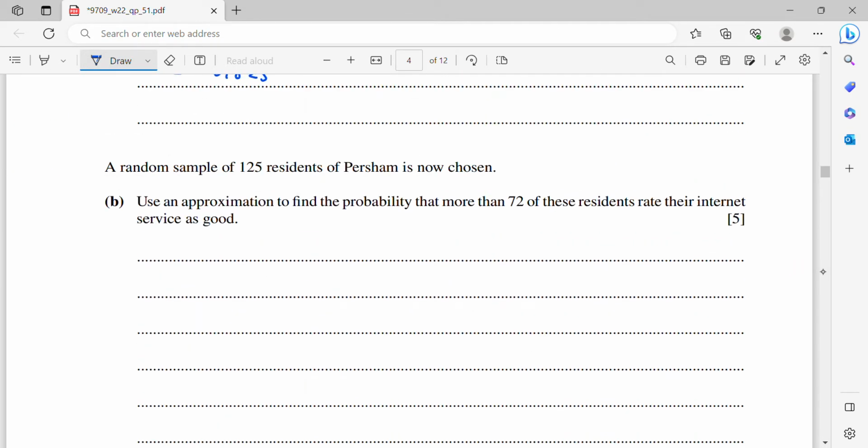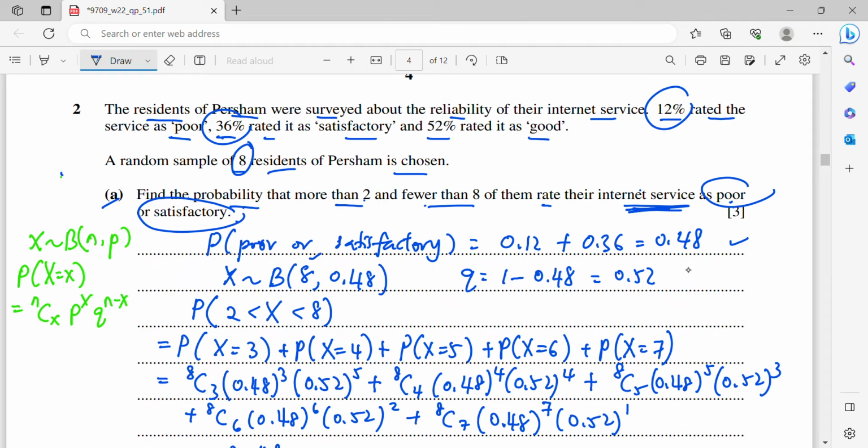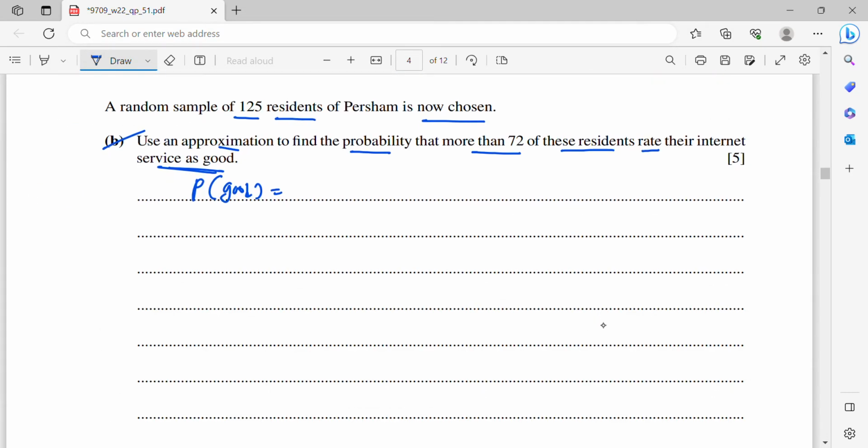Now for part B, a random sample of 125 residents is now chosen. Use an approximation to find the probability that more than 72 of these residents rate their internet service as good. Okay, so now the probability of a good rating equals 52%, 0.52, which means the p is 0.52. Now your q is 1 minus 0.52, which is 0.48. And now your n becomes 125.